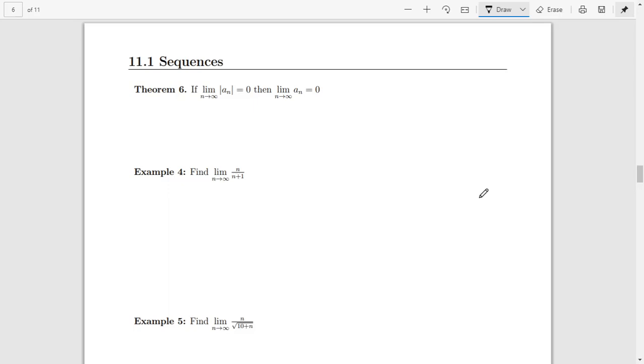We saw this theorem in the last video. We considered that if the limit of the absolute value of a sub n as n goes to infinity is 0, then the limit of the original sequence is actually equal to the same thing, which is 0.